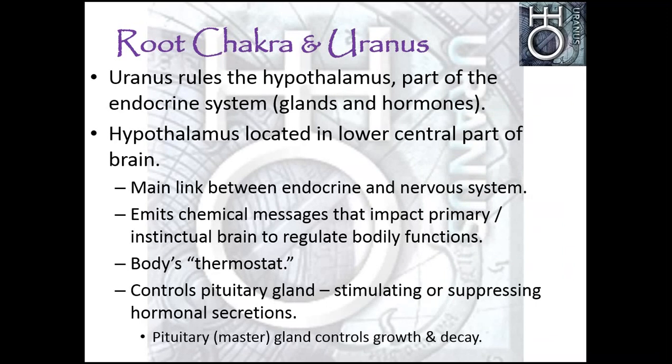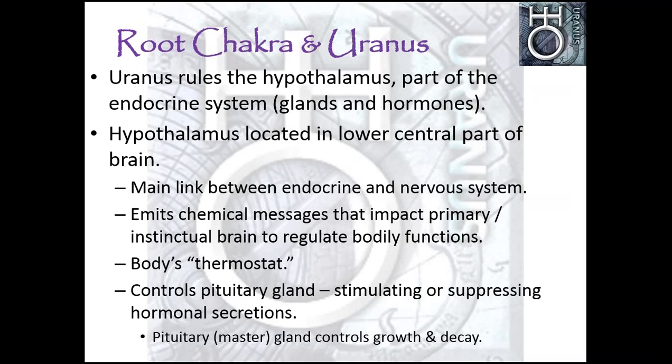Now, Uranus also rules what we call the hypothalamus, and this is one of those glands of the endocrine system. The hypothalamus is located in the lower central part of the brain. It is the main link between the endocrine and nervous system. Remember that photo of all the chakras early on where we had the nerves to the 7 chakras and we had the endocrine glands to the 7 chakras? Uranus is the connector of those, and it does that through the root chakra.